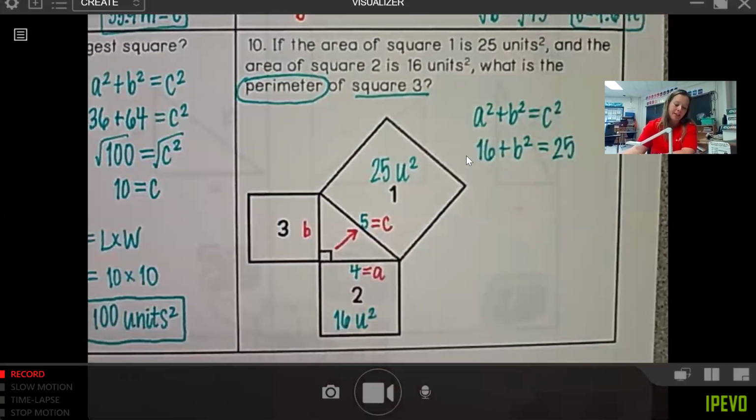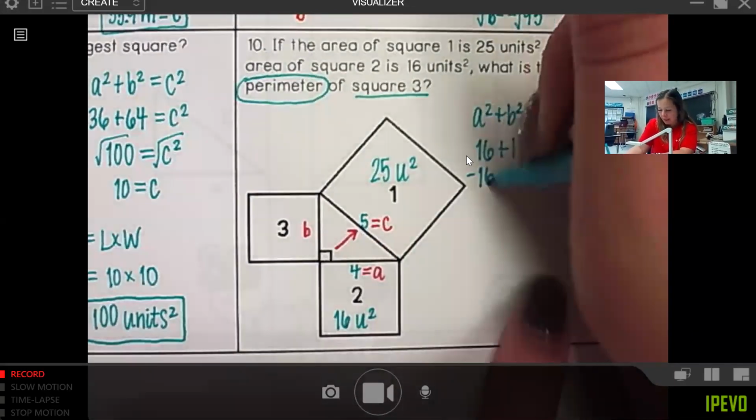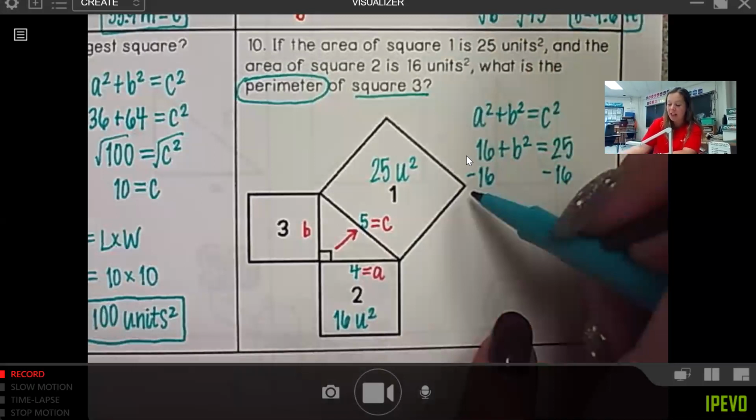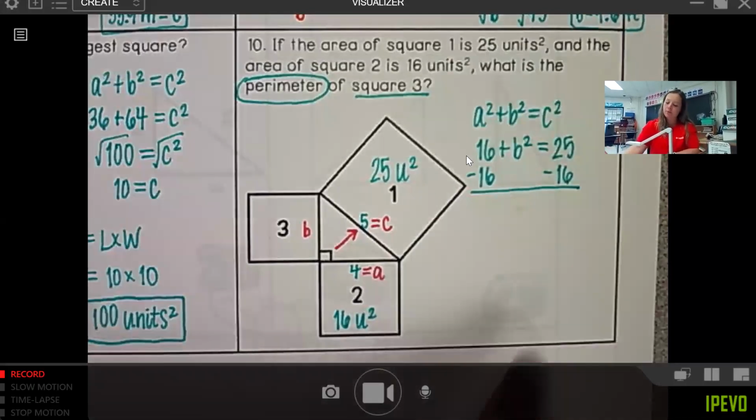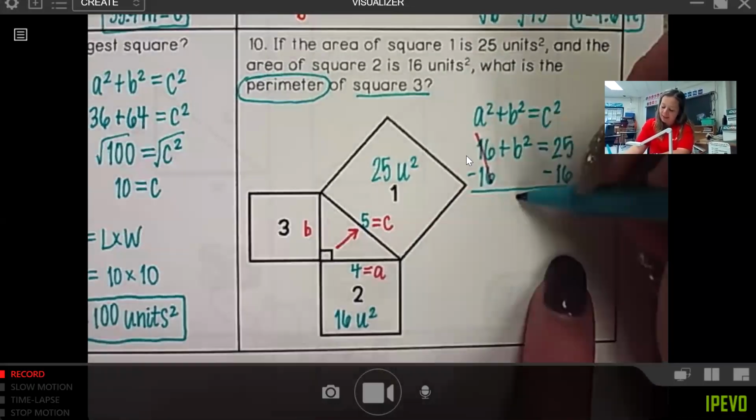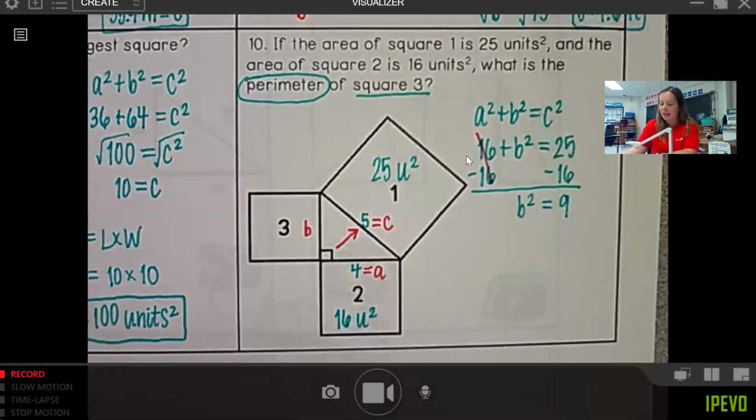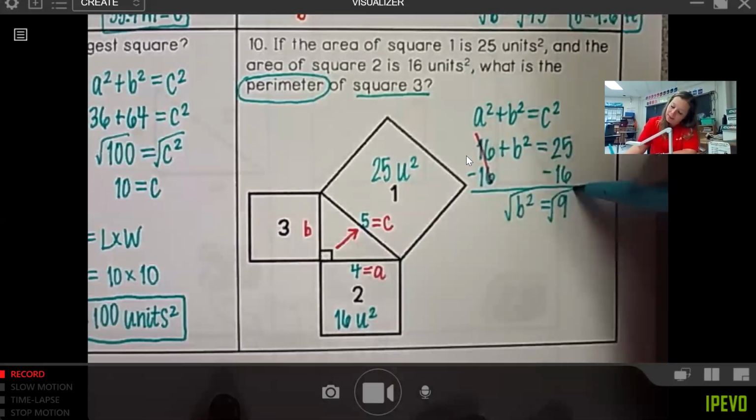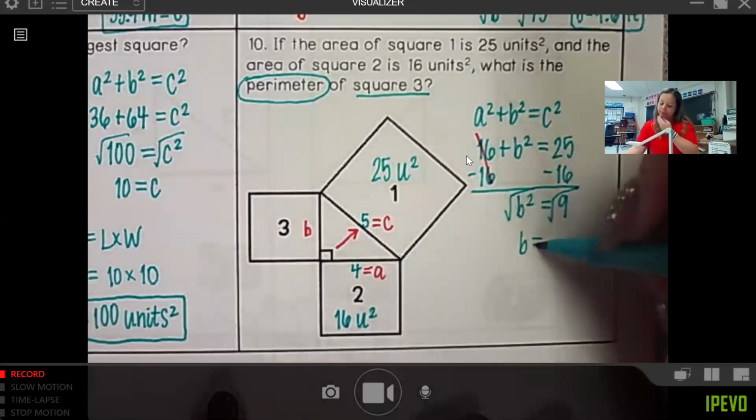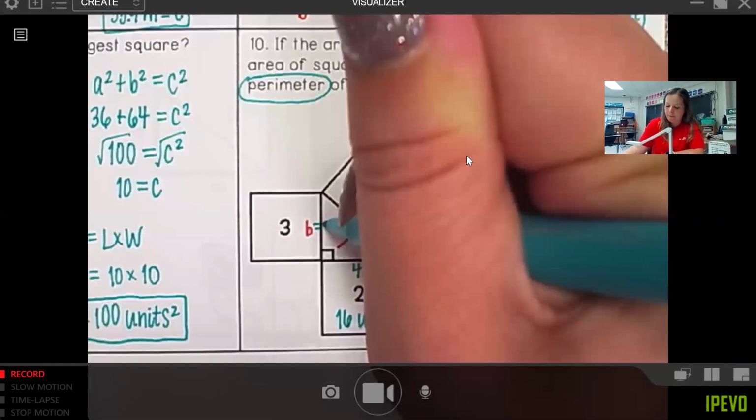To solve this problem, I need to isolate B. So I need to take 16 from both sides, because whatever you do to one side, you have to do to the other. And I get that B squared is 9. To find a side length, I need to take the square root of both sides. And B equals 3. So that means that side B, our missing length, is 3.